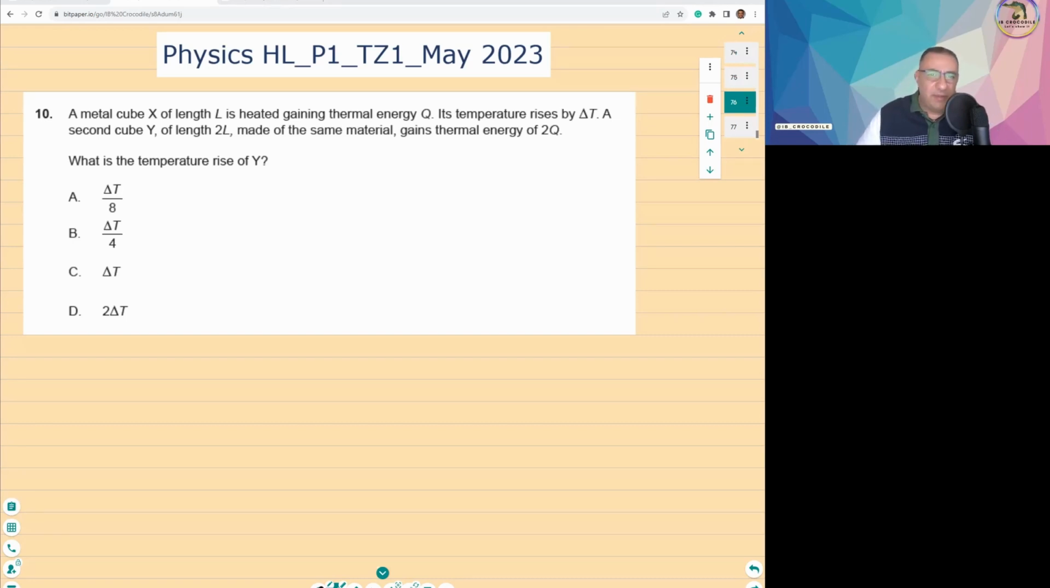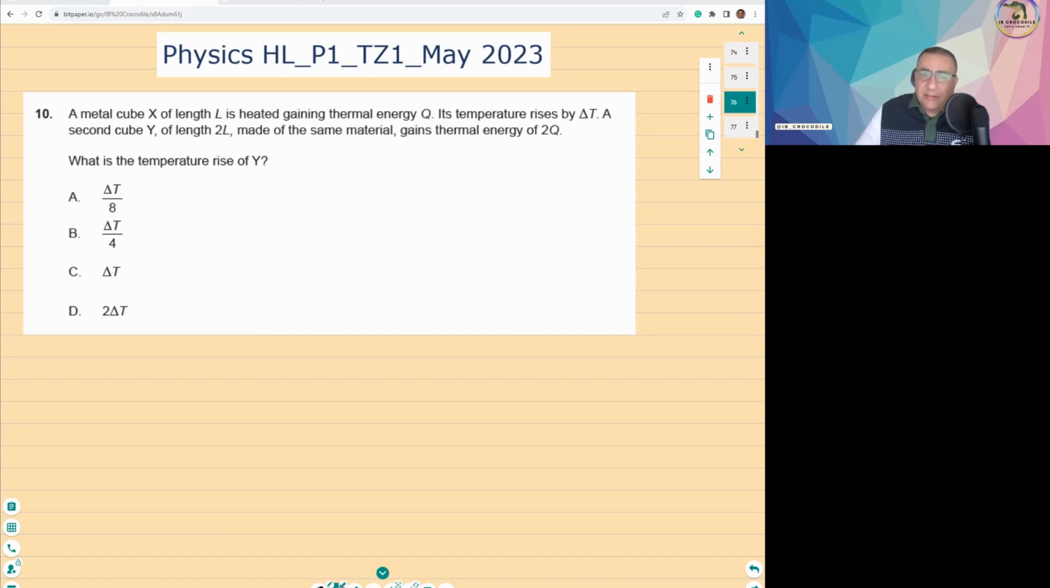Today, let's have a look at this question together. Physics High Level Paper 1, Time Zone 1, May 2023 session, question number 10. A metal cube X of length L is heated, gaining thermal energy Q. Its temperature rises by delta T. A second cube Y of length 2L made of the same material gains thermal energy of 2Q. What is the temperature rise of Y?